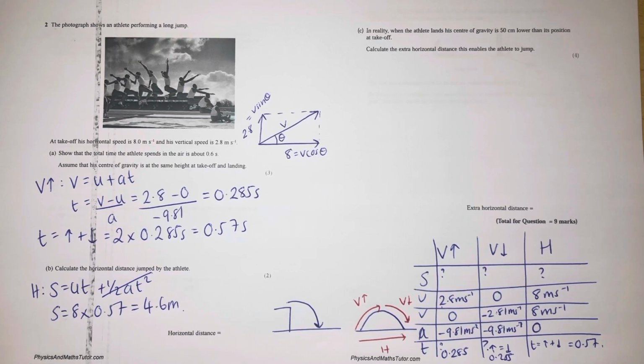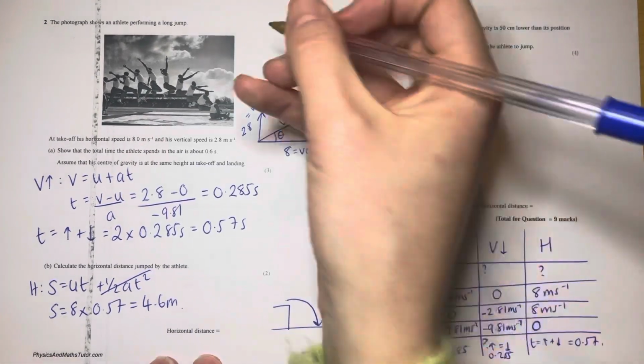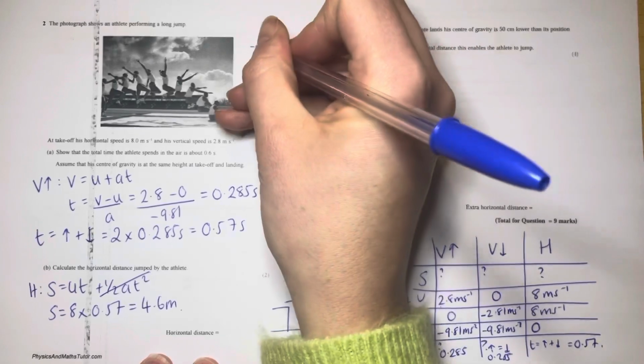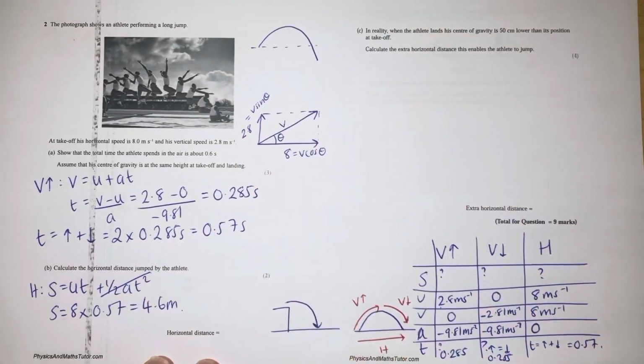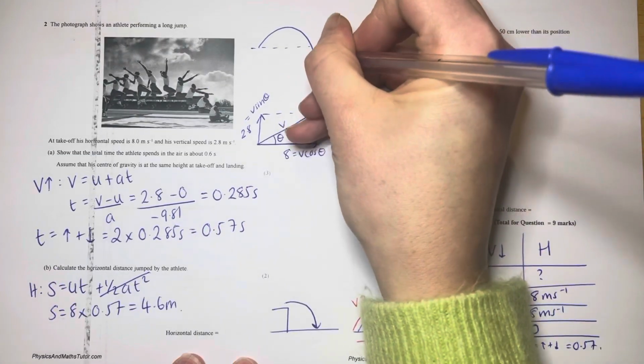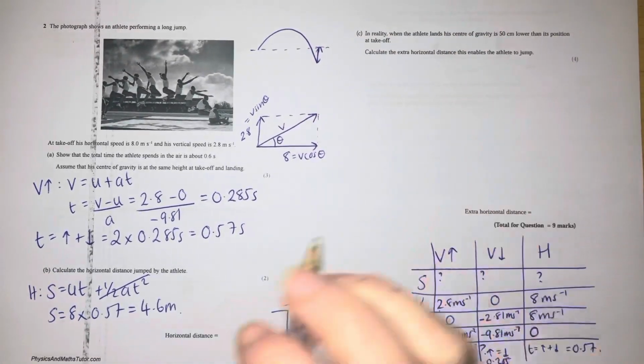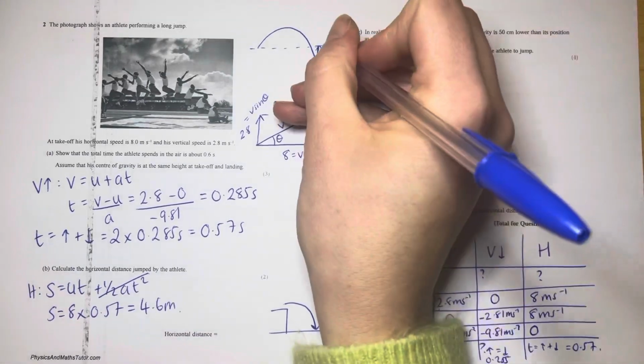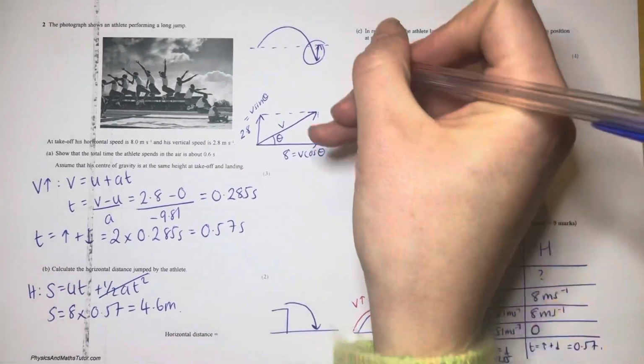Calculate the extra horizontal distance this enables the athlete to jump. So what we're seeing instead is this. They're going to land further down than they started. And we want to think about this little section. There's a few ways you can do this, but a clever little one is I'm just going to think about this section here and draw 2 more suvats.